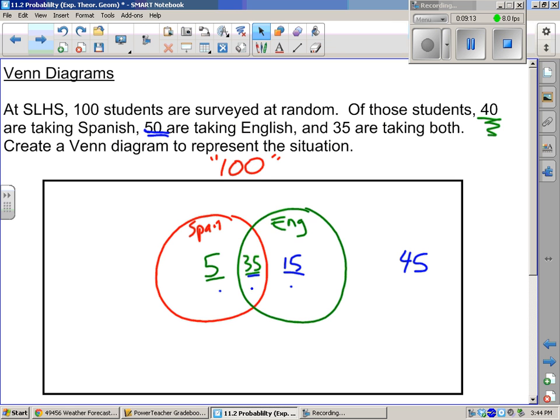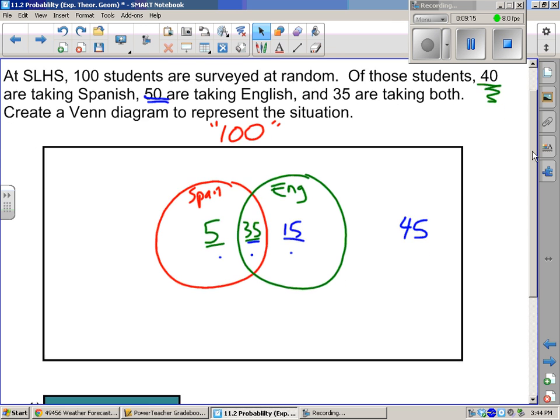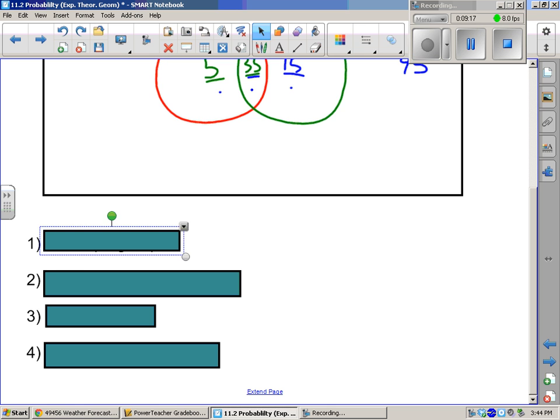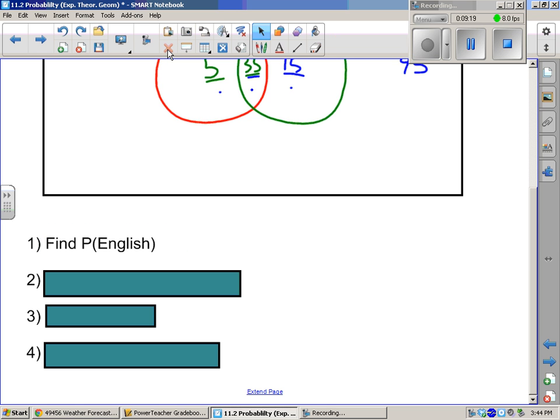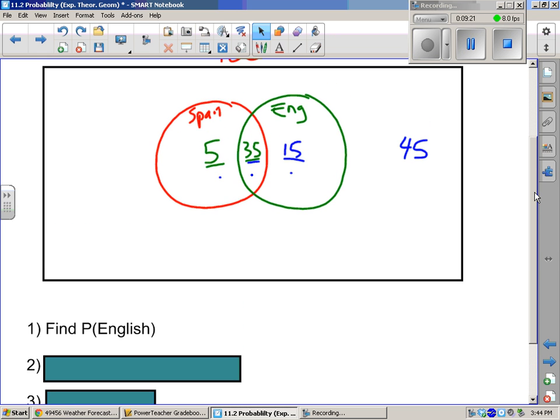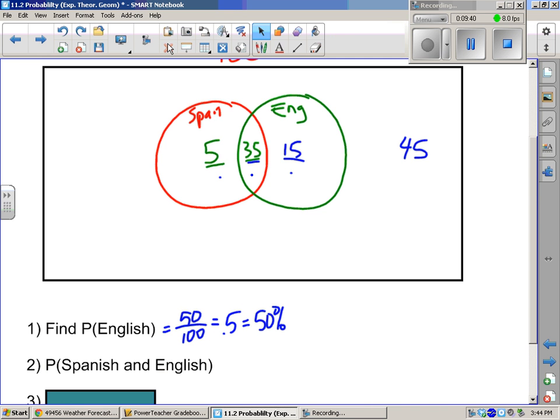All right, so that's helpful because we can use this little picture to help us answer some questions. So we want to know what is the probability that a student is taking English. So how many kids are in English? There are 50 kids in English out of the sample space, 100. Good. So you can do decimal or percent. We don't care. We love fractions.